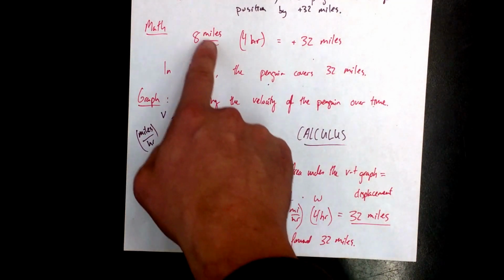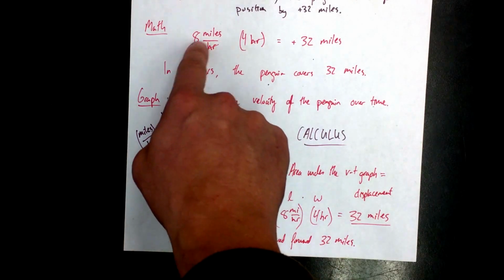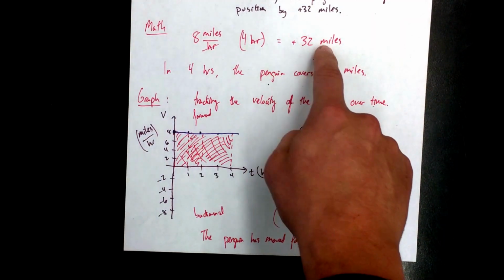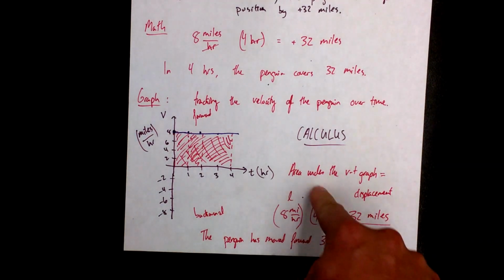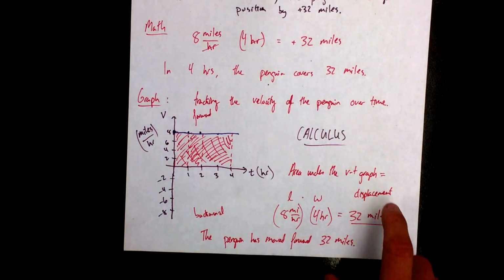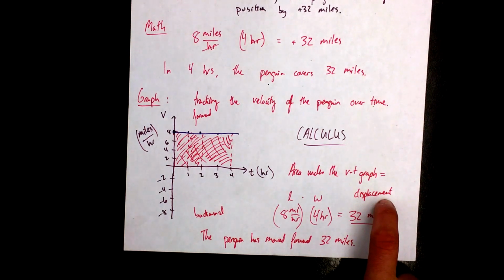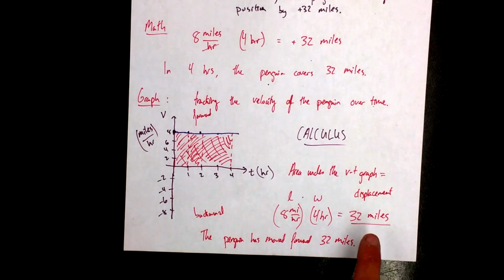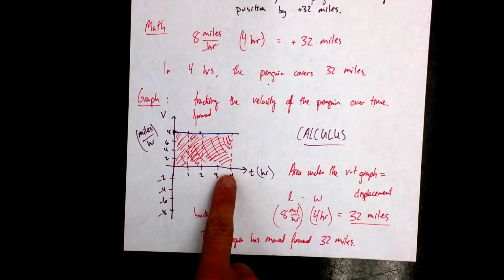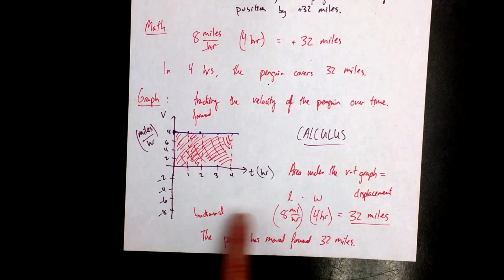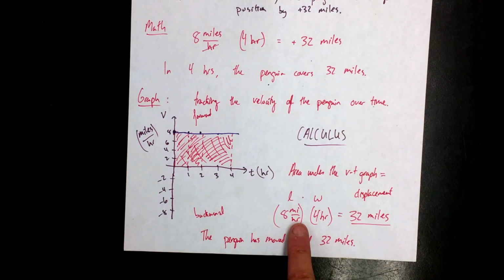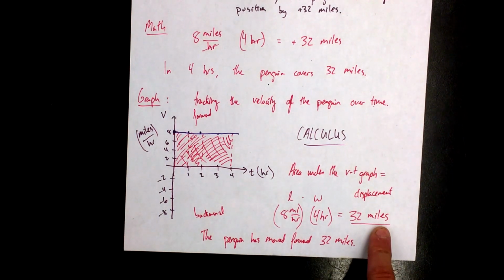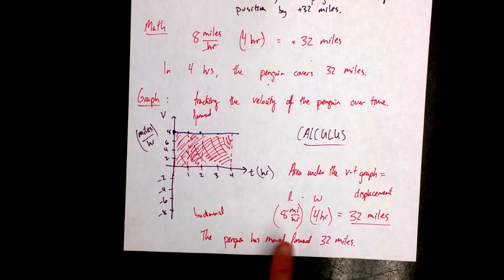That's the same as multiplying this value here, 8 miles per hour times 4 hours gives us 32 miles. Miles is what's left over. So if I find the area underneath the velocity time graph, I find the displacement. 4 on the length. I guess I'm calling this the width. 4 on the width, 8 on the length. Multiplying those two together gives me 32 miles. So the penguin has moved forward 32 miles.